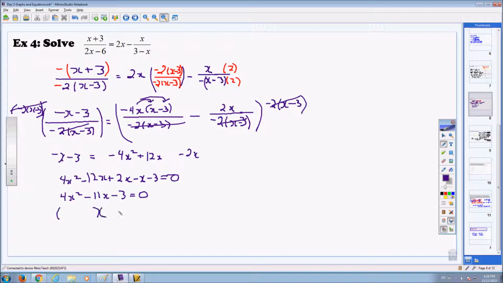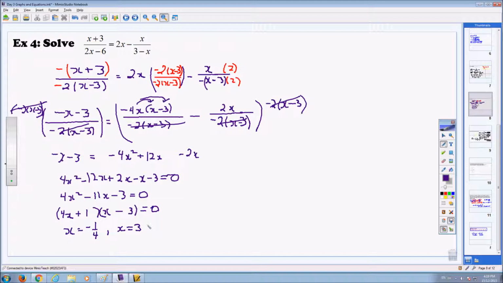And I can now factor this to find my roots. Okay. I know I need a product of negative 12x and a sum of negative 11x. And so if I set that up at 4 and negative 3, that'll give me a negative 12, and a plus 1 here will give me all that I need. So x is equal to negative 1/4, or x equals 3.